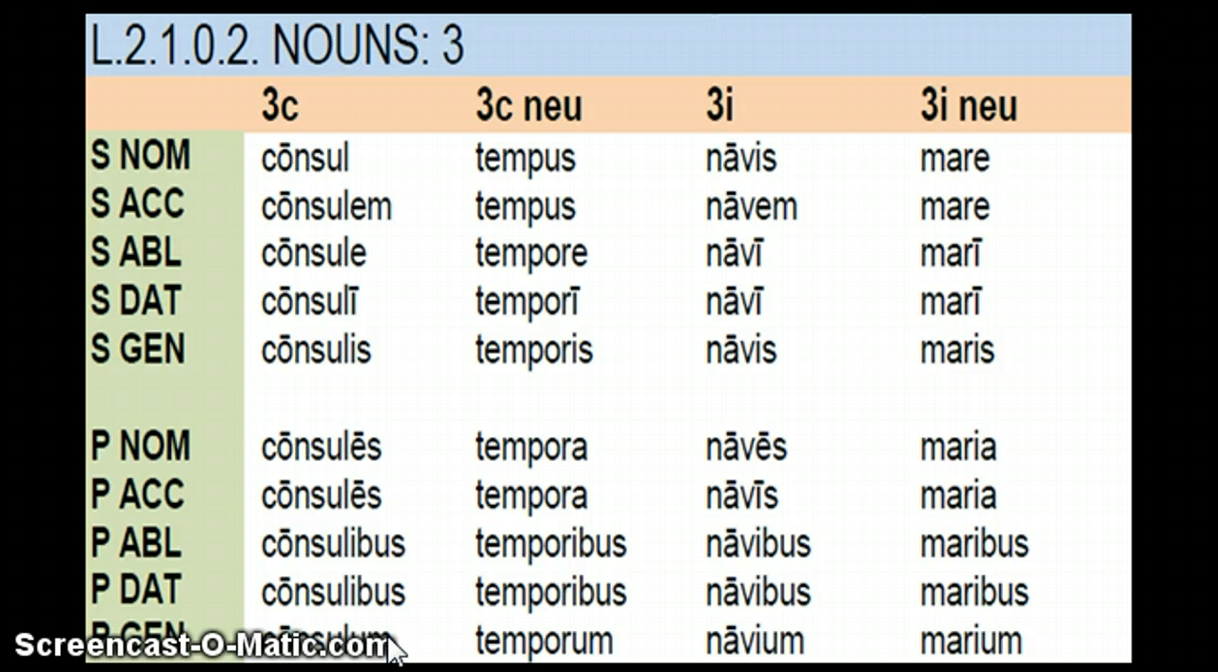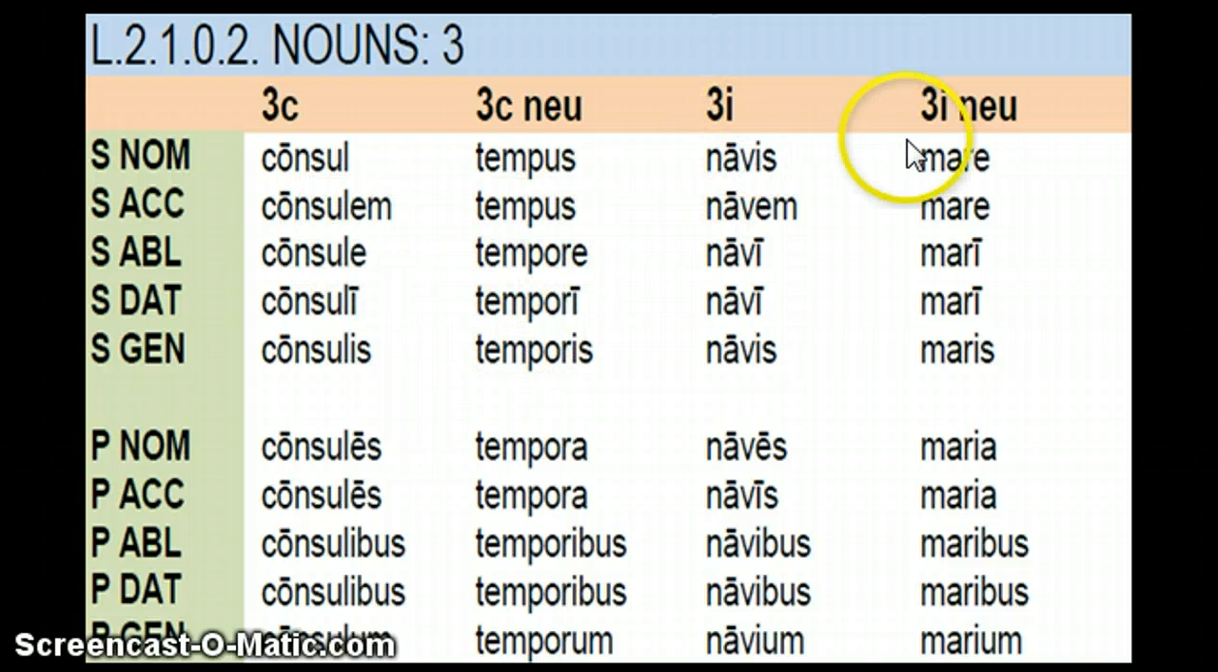Piece of cake. 3C neuter has, as you know, a radical stem change. So tempus, tempus, tempore, tempori, temporis, tempora, tempora, temporibus, temporibus, temporum. As you can see, consilibus, temporibus are the same. The genitive is that abbreviated orum to consulum, temporum. Genitive in the third declension is the short is, very important. Dative is a long I. And then, of course, the ablative ends with an E.